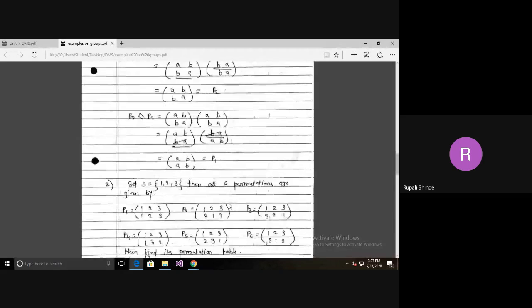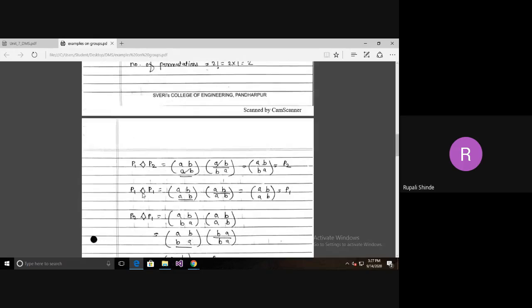Do you remember how to find the composition of permutations? Okay, I will explain once again. Suppose two permutations are there and we have to find P1 with P1. What is the meaning of this permutation P1? It consists of AB, AB. Now we have to take its composition with P1 only. That's why AB, AB. Again the second permutation is AB, AB.